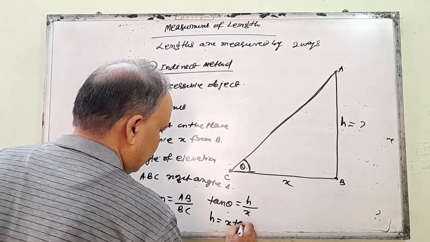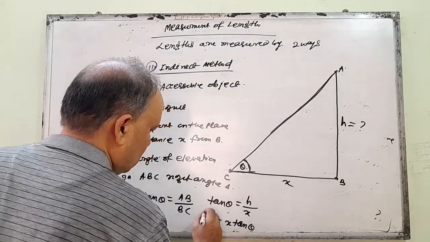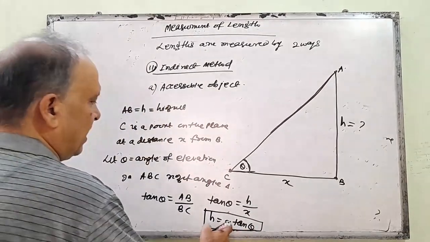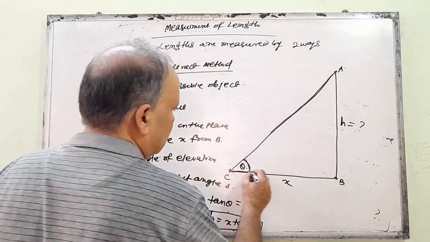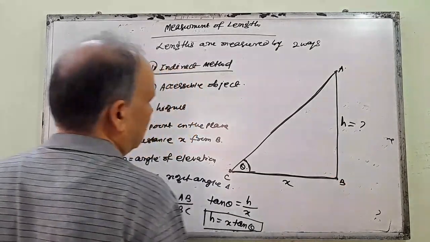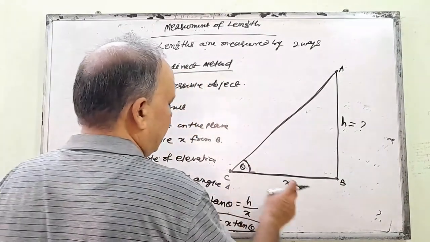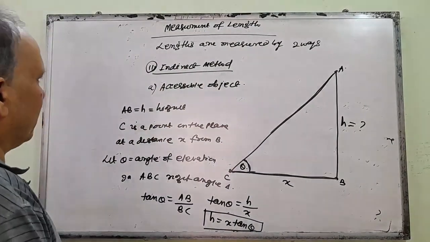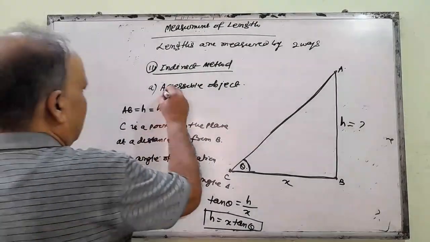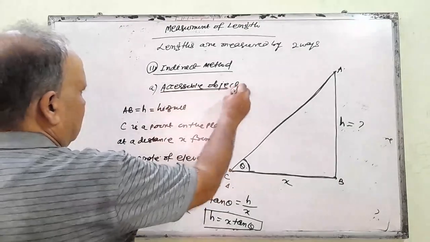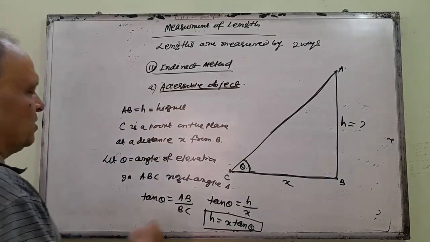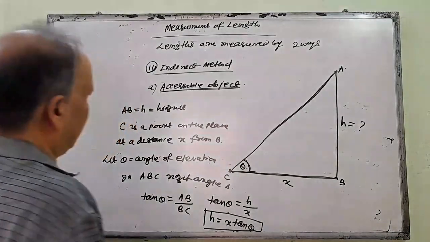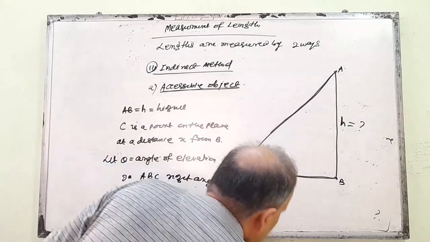or h is equal to x into tan theta. So, by knowing theta and x, we can measure the height. This is for accessible object. Indirect method, this is accessible. That means the objects which are very near to you, like tree, tower, pole.